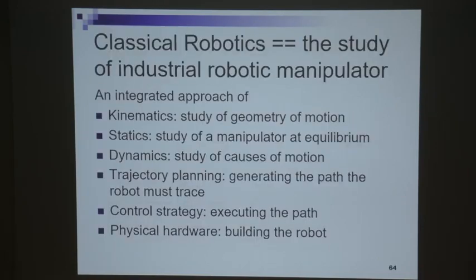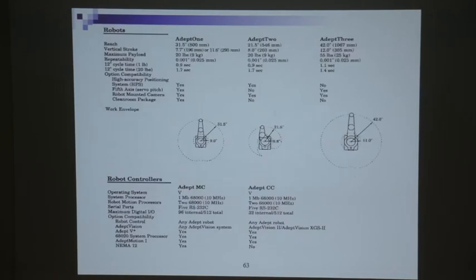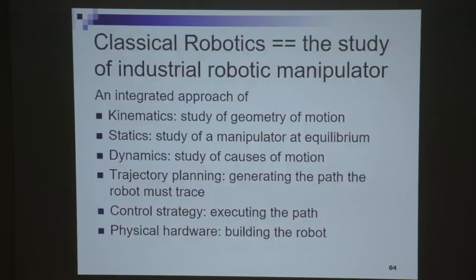Okay. So this is a quick run through of what is a robot and the basic components of a robot. For this course itself, we are dealing with classical robotics. So it's a study of the industrial robotic manipulator. But we'll be focusing a lot more on the kinematics, statics, dynamics, trajectory planning, and control strategy, and the integration of these items.